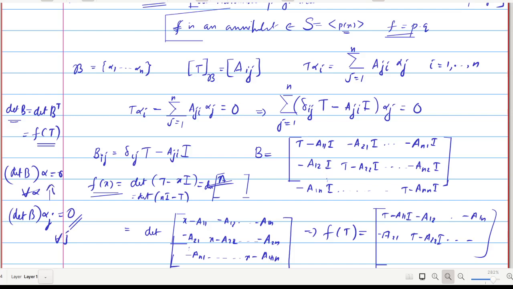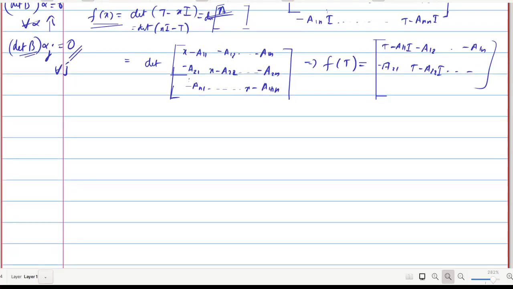If a linear transformation gives 0 at every basis vector, then that linear transformation gives 0 for every vector. So it is enough to show that the determinant of this matrix is the zero linear transformation. That means the determinant of B applied to alpha j equals 0 for all j. It is enough to show that this quantity is 0. To prove this result, we define B tilde.